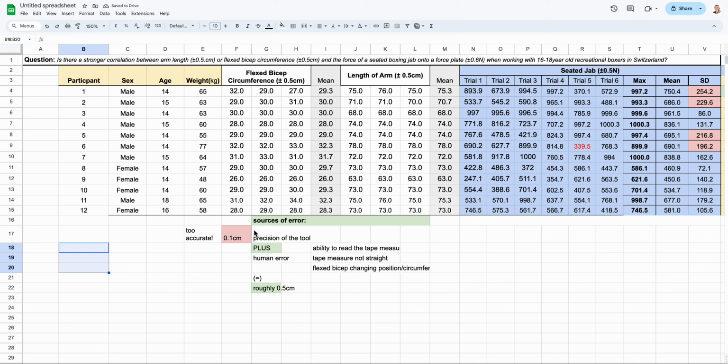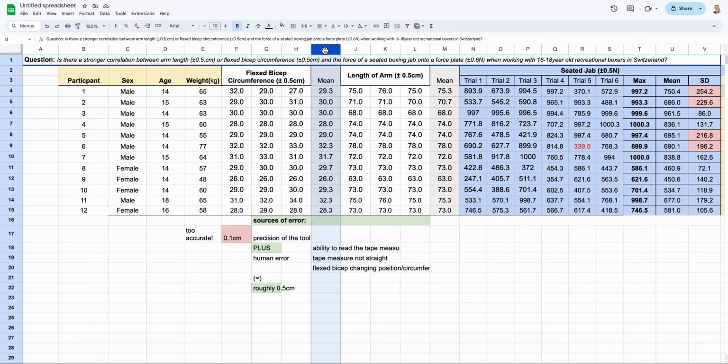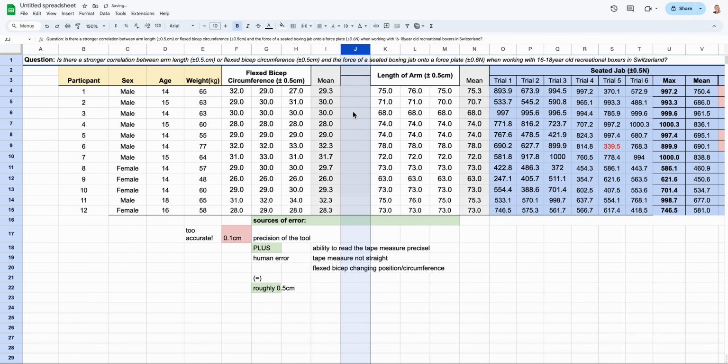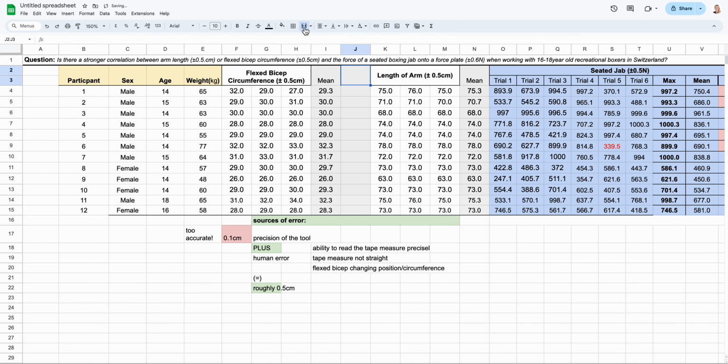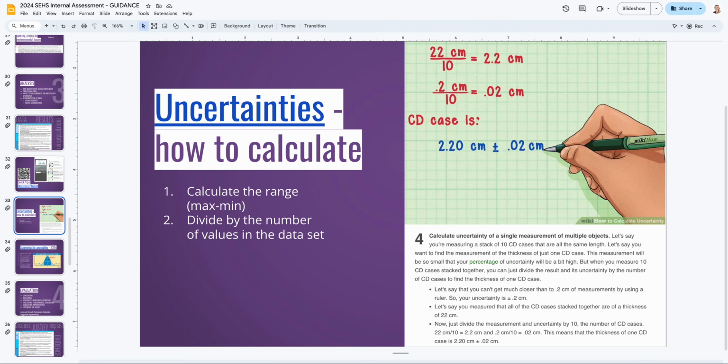So let's have a look. This is one way you can do it. You just factor in all the things that you've considered and you come up with a rough estimation. But there is a more accurate way that you can actually look at an individual person's uncertainty. So let's have a look. I'm going to insert a column to the right. And what I'm going to do here is call that column uncertainty. And I'm going to use this method that is here, and this is on slide 33. It's how to calculate using the uncertainty formula.